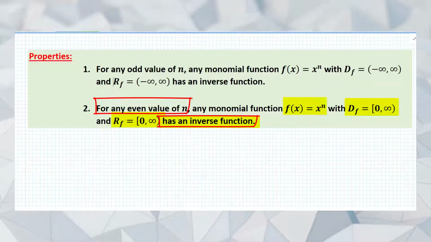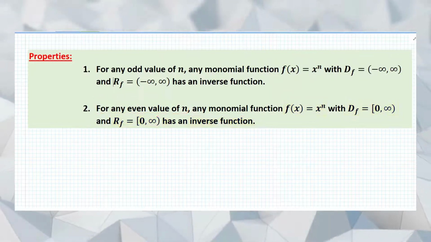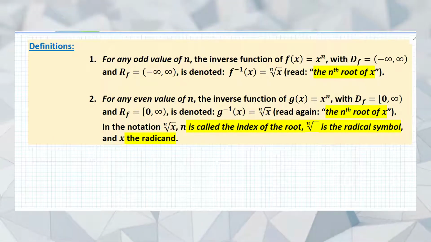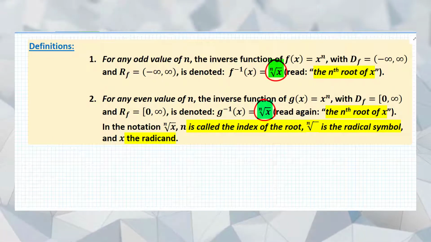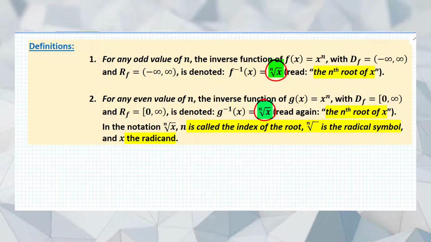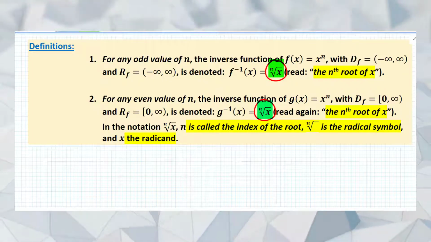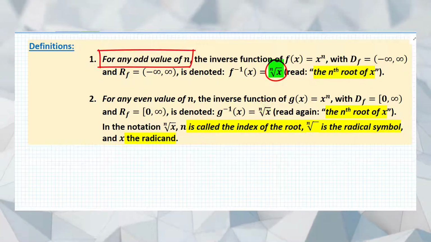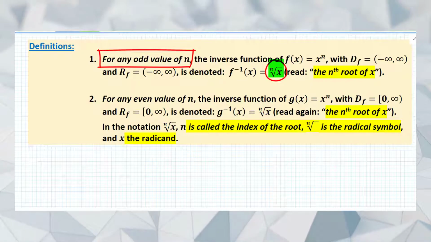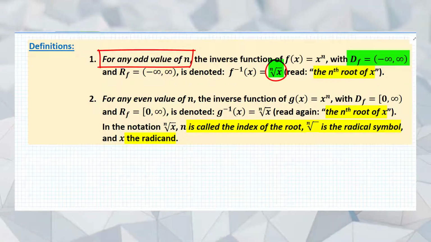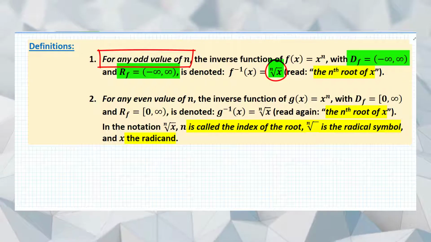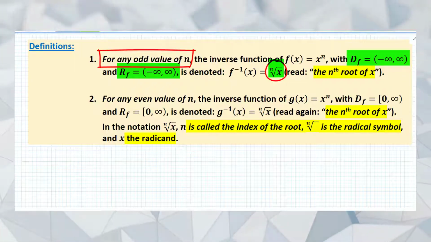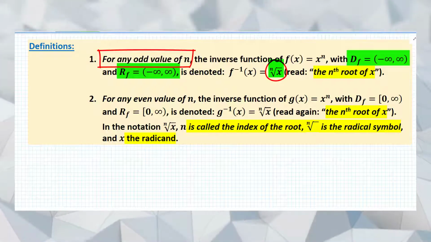All right, so now let's define the inverse function of these two families. Here are the defining statements for an nth root of a real number. It is the inverse function of a polynomial of degree n. We just need to be careful. If n is odd, a polynomial of degree n has an inverse function from its entire domain to its entire range. So the nth root is defined over the set of real numbers. That is, when n is odd.